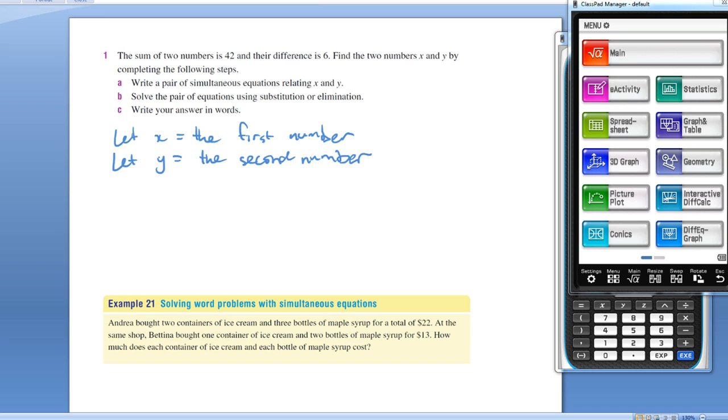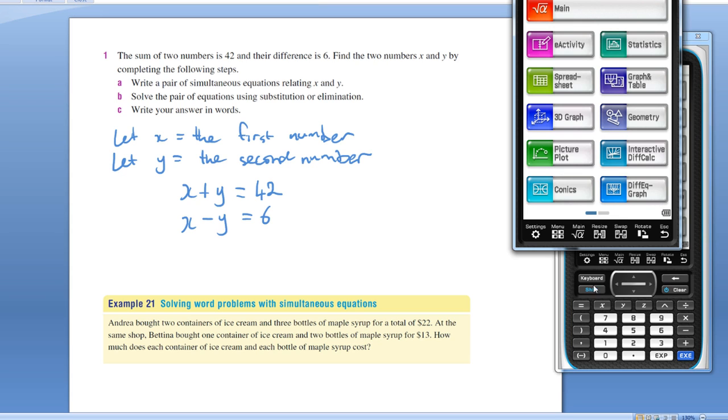Okay, so we've got two unknowns. That means we need to set up two equations to be able to solve it. The sum of the two numbers is 42. If this is the first number x and the second number is y, then x plus y must equal 42. The difference of the numbers is 6, so x take away y equals 6. There's my two equations. Now I'll use my calculator to work out what the two unknowns actually are.